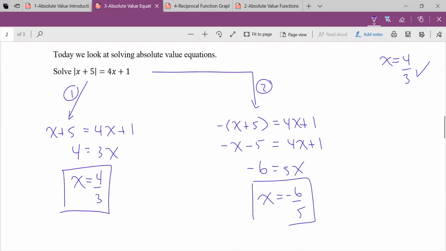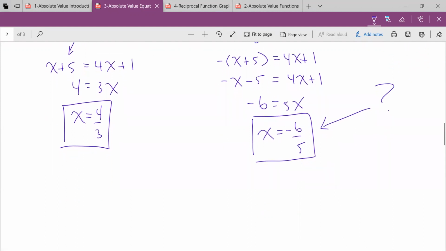So I box that. But then I say, well, wait a minute, I didn't see that as a solution when I graphed it. Here's why. What we should always do is always check our work. So let's go and verify these things.